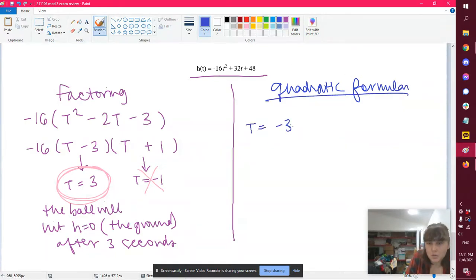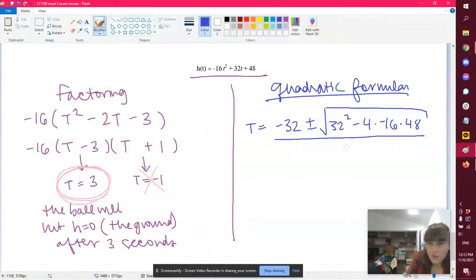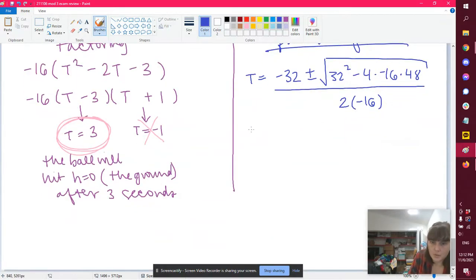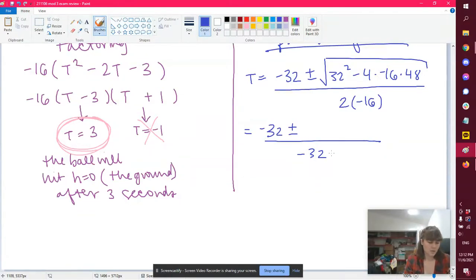This would be t is equal to negative b plus or minus the square root of b squared minus 4 times a times c, all divided by 2 times a. I'll get my calculator out for this one. Negative 32 plus or minus the square root of negative 32 squared, which is 32 times 32, 1024. This is going to end up being plus because we've got a negative times a positive.